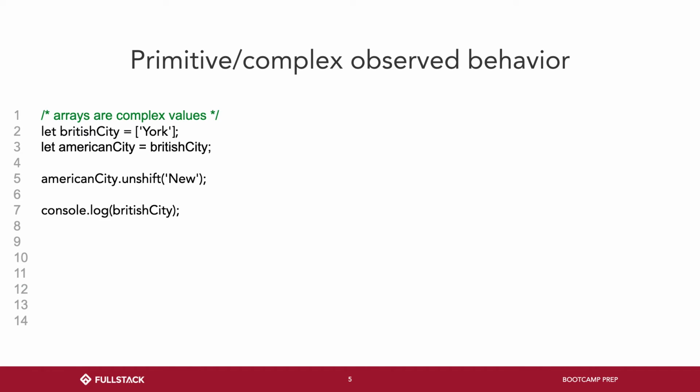But if I did this with a complex value, like New York, let British city equal an array, York, let American city equal British city, and then American city dot unshift new. Console.log British city, console.log American city, and we get the same thing. Because British city equals this array, let American city equal a copy of the reference to this array. So they're equal to the same array. There's only one array here, okay?